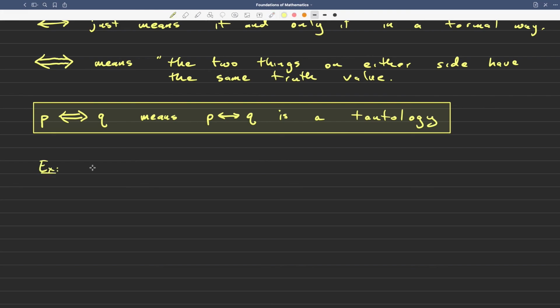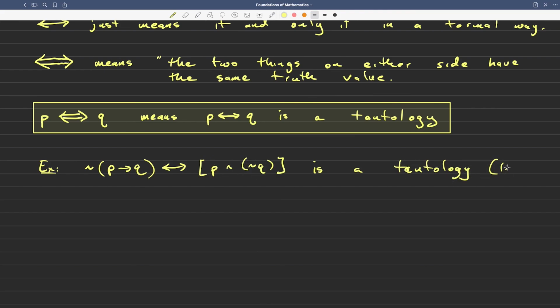So for example, we have this tautology from theorem 1.22 that says not P implies Q if and only if P and not Q is a tautology, right? Just refer back to theorem 1.22. I can't remember what part of 1.22, but it's in there. So then that in turn tells me that I can write not P implies Q, instead of saying all that is a tautology, I can just say it is logically equivalent to, with the double barred arrow here, P and not Q, like so.